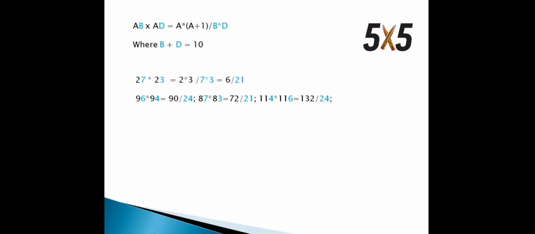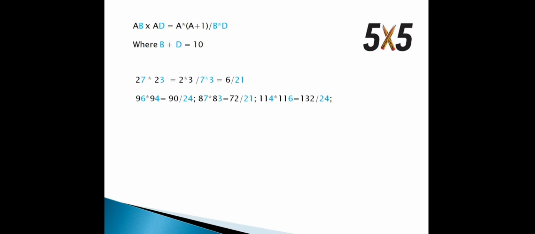If you take 96 and 94 similarly. So 9 is the digit which must be multiplied with its next digit. What is that? 10. So 9 into 10 becomes 90 and 6 fours are 24. Similarly 87 into 83 which gives us 72, 21. You can see the color difference where I have indicated B and D in a separate color and A is in a separate color to avoid confusion. Right. I hope you understand it.